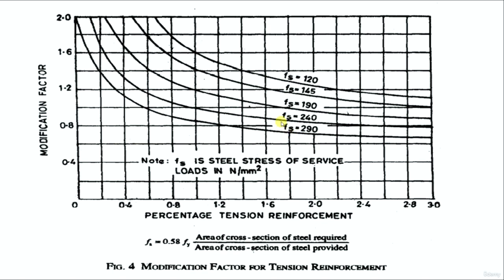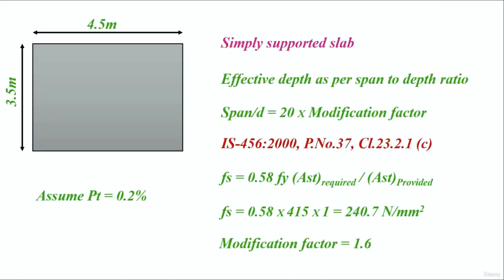The Fs value we have calculated as 240. So 0.2 is the percentage and Fs is 240. For this we have to find the modification factor. It comes around 1.6, so let's take this value as the modification factor. From the chart, we got the modification factor as 1.6.